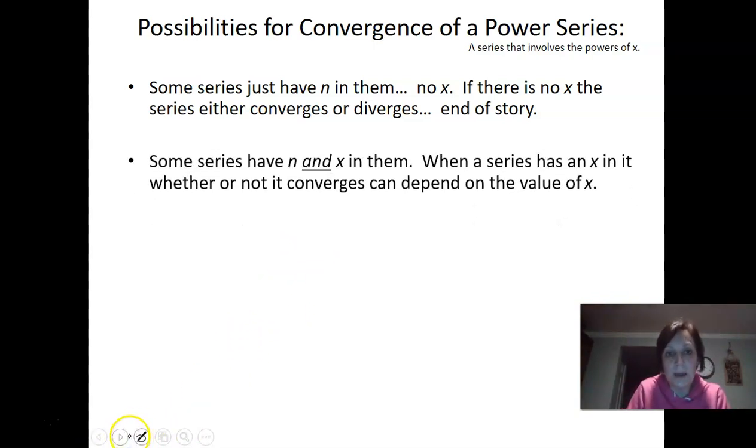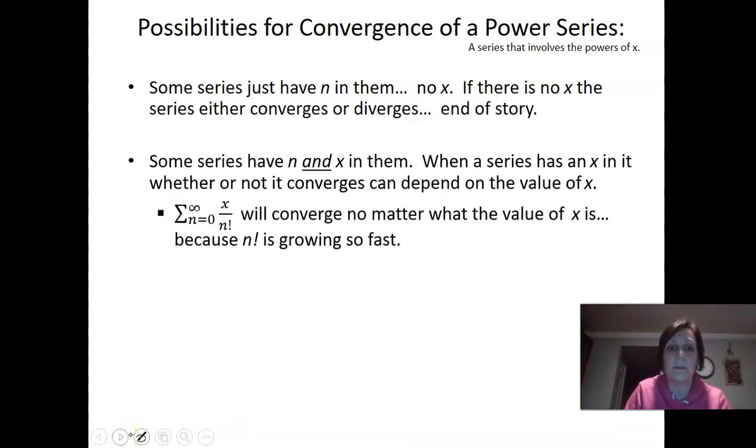Okay, so when we're talking about a power series that has both an x and an n in it, it's really going to be very dependent on the value of x, and that's where this interval of convergence comes in. All right, so this series right here, x to the n over n factorial, is going to converge no matter what the value of x is, right? Factorial grows so quickly that no matter what the value of x is, eventually this factorial is going to take over. These terms are going to very quickly go to 0, and this thing is going to converge.